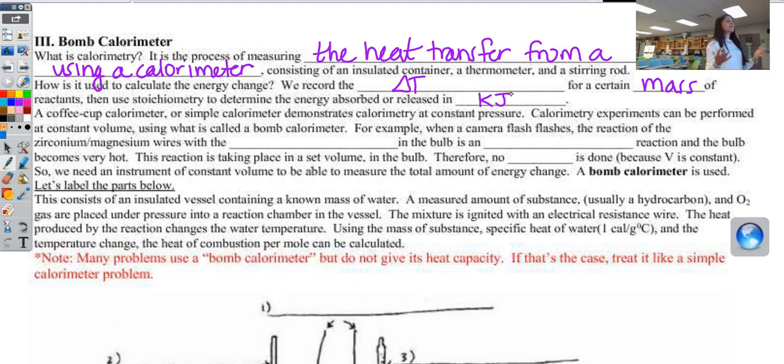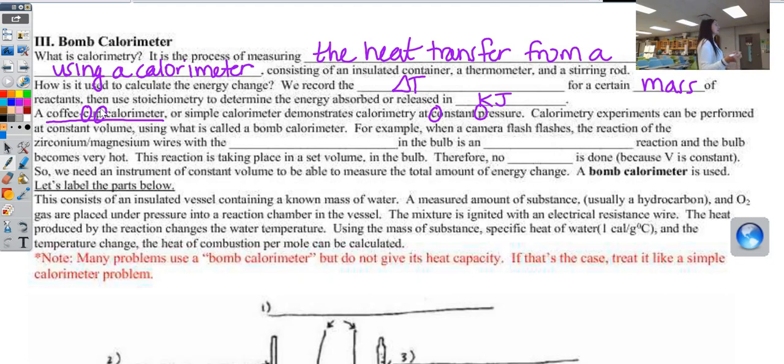Now, what's the difference between a simple calorimeter and a bomb calorimeter? Well, this coffee cup calorimeter, or simple calorimeter, demonstrates calorimetry at constant pressure. I have a really easy way of remembering this because of the word cup. If you're just using one of those really cheap styrofoam cups, it's CP, constant pressure. Okay, now, what you can change is you can actually adjust the volume or the mass, versus a bomb calorimeter, which is going to be a constant volume or a constant mass. So I'm going to explain that in just a little bit here.